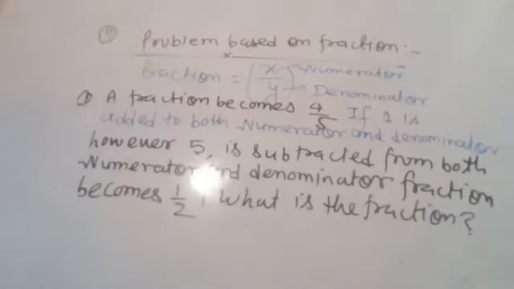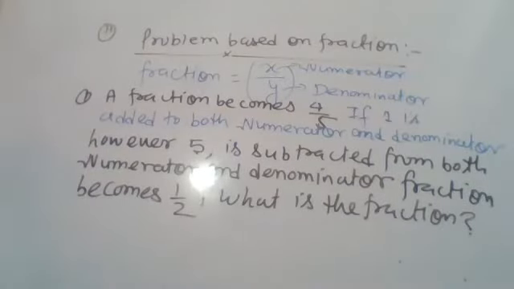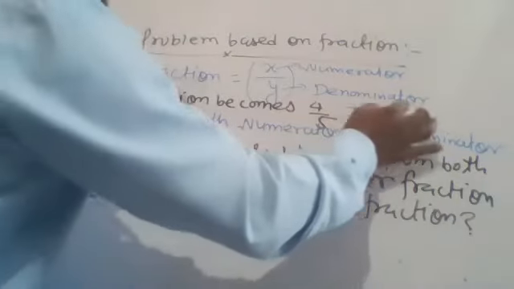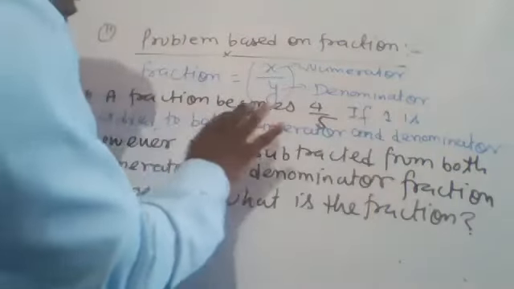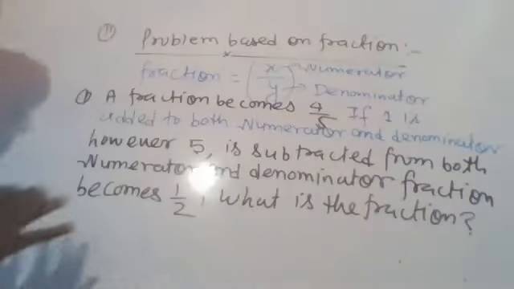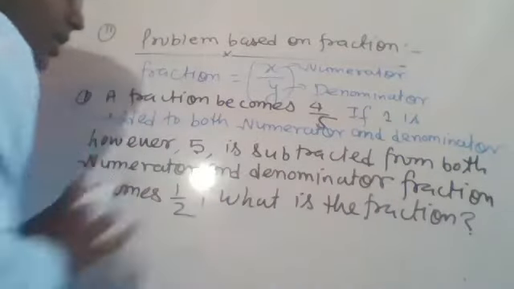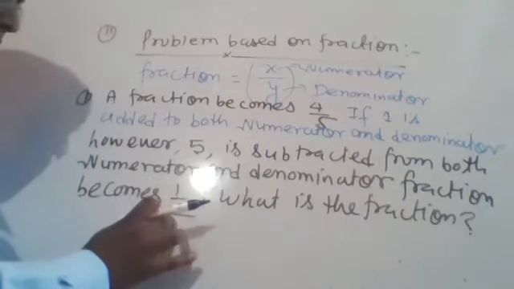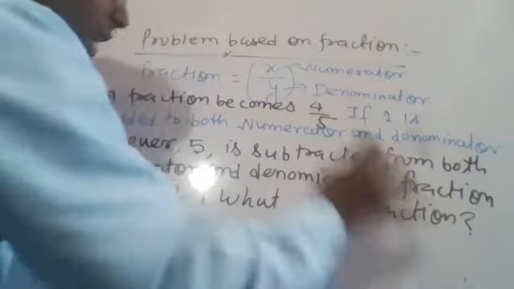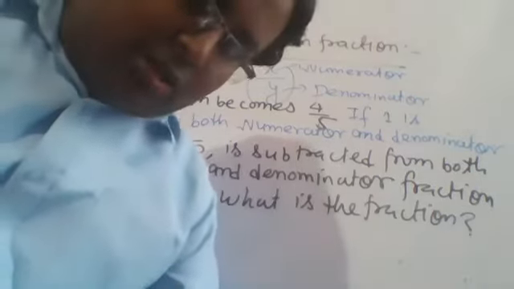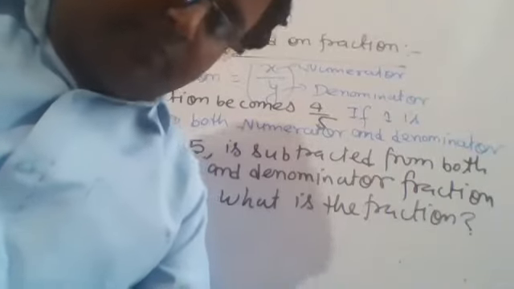Just write down this question, everyone. A fraction becomes 4 by 5 if one is added to both numerator and denominator. However, if 5 is subtracted from both numerator and denominator, the fraction becomes 1 by 2. What is the fraction? Asking for the fraction, everyone. Just write down. Very important question. Always asked in the examination.